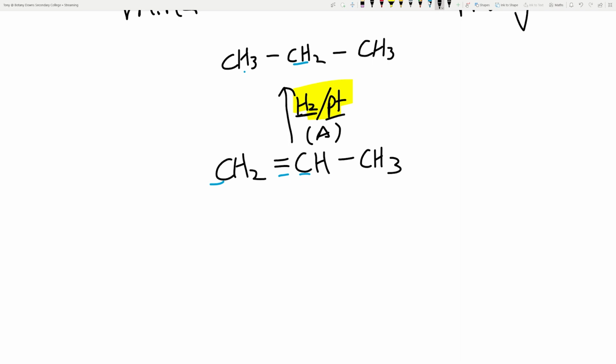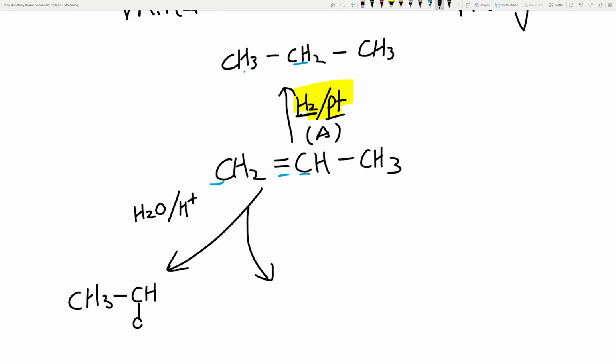So if I go from this alkene, let's say for example, I want to add H2O/H+, the dilute H2SO4, the thing that we talked about with alkenes, hopefully you can see that we are going to make two products. We are going to make CH3CHOHCH3. We're going to make CH2OHCH2CH3.